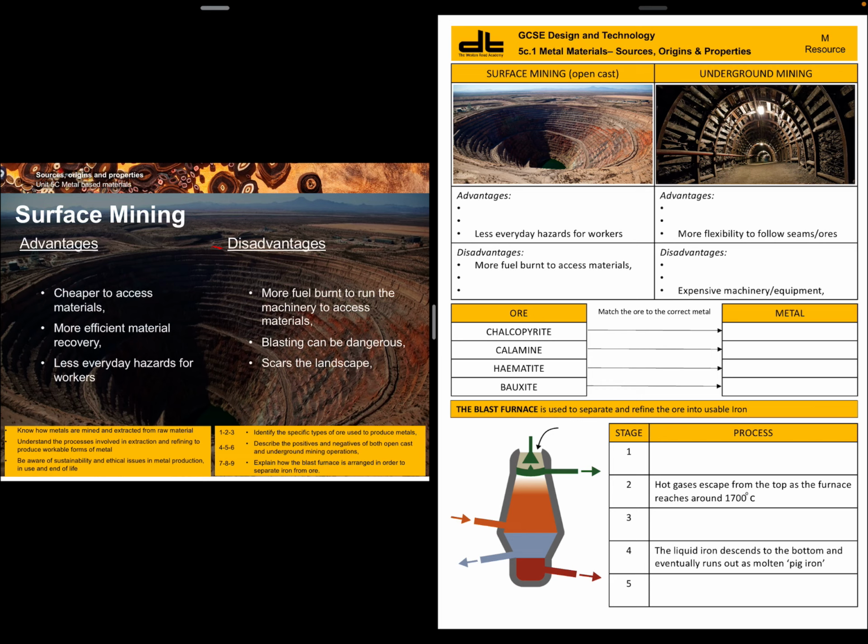In terms of the disadvantages, you're going to burn a lot more fuel to run the machinery to access the actual materials. Because you're taking so much out, a lot of what you're taking out is worthless, it's pointless. It's just taken out so that you can access something quite deep. Blasting can be dangerous, so often you're going to hit rock and you need to blast certain elements away in order to continue the dig, and then it is going to be quite scarring on the landscape, as you can see.